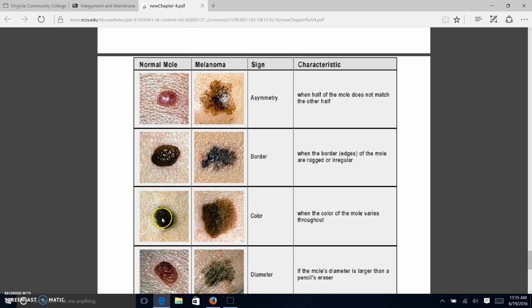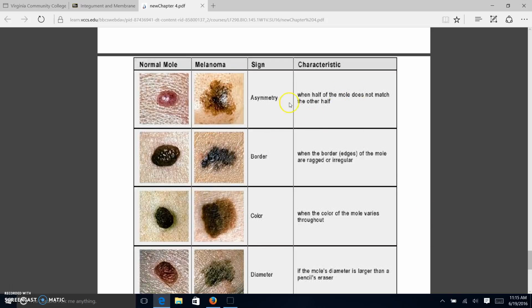Okay, that color, notice how the color is pretty consistent all the way through. Same here, and same here. But notice how that's darker here, lighter here, lighter through here. Darker in that area, lighter in that area. So if the color varies instead of being pretty consistent throughout, then that's a problem sign. And then the diameter, notice these are within a certain range whereas all these are much bigger.